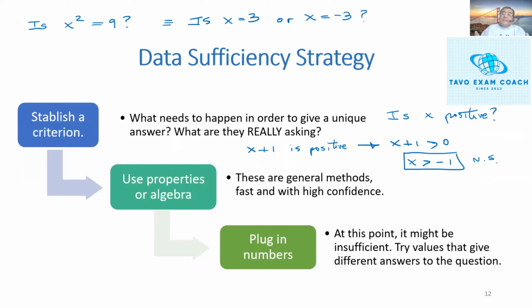Now, what happens if you cannot use specific properties or generalizations that may help you conclude whether there is a unique answer? You can try values. This is what we did in some of the examples before. When you plug in different numbers for the variables that appear in statements, and you get different answers to the question, then you validate the insufficiency of the statement.